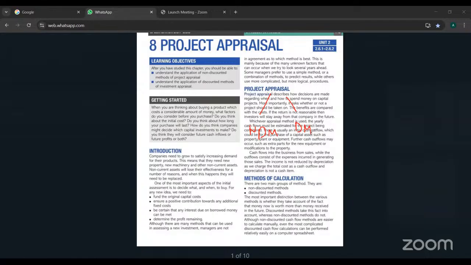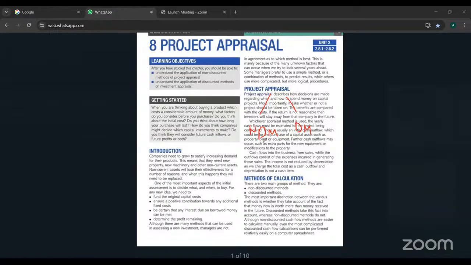And it's important for you all to know what comes under non-discounted methods and discounted methods. Because in the exam, in the theory question, 6 marks or 12 marks, they will ask, evaluate the non-discounted methods of project appraisal, something like that. So they won't directly tell payback period, average rate of return. So in that case, you all need to know what is non-discounted method.